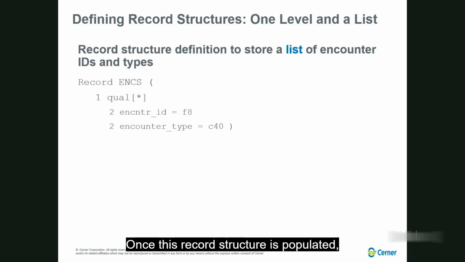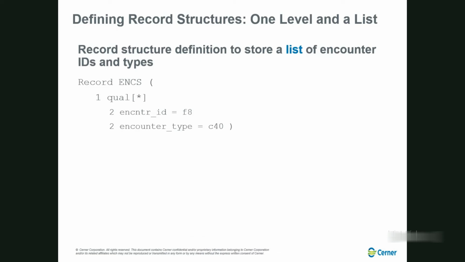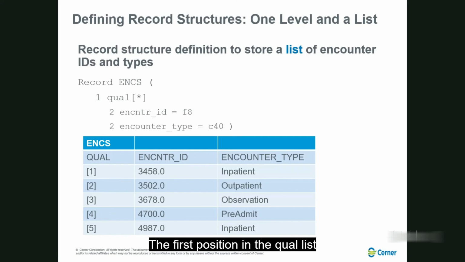Once this record structure is populated, conceptually think about it as a list of encounter IDs and their encounter types. The first position in the qual list is storing encounter ID 3458, which has an inpatient encounter type. The second position in the qual list is storing encounter ID 3502, which has an outpatient encounter type. And the next 3 positions in the qual list store their encounter IDs and their respective encounter types.